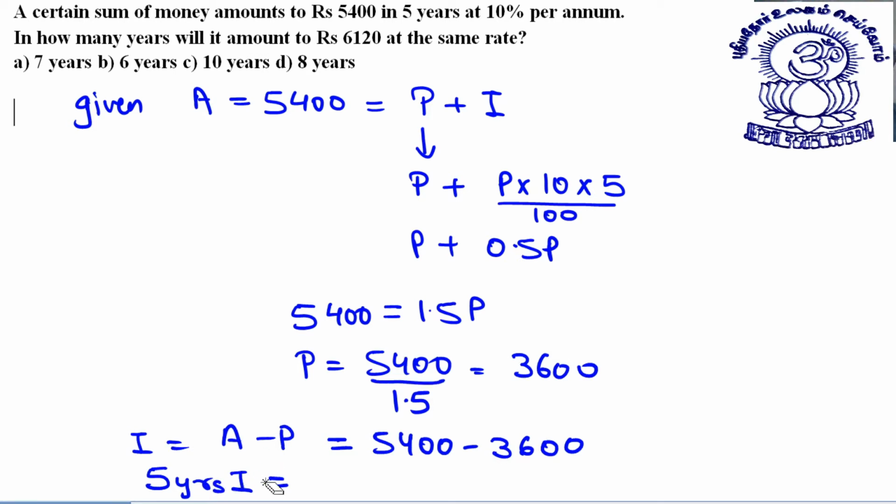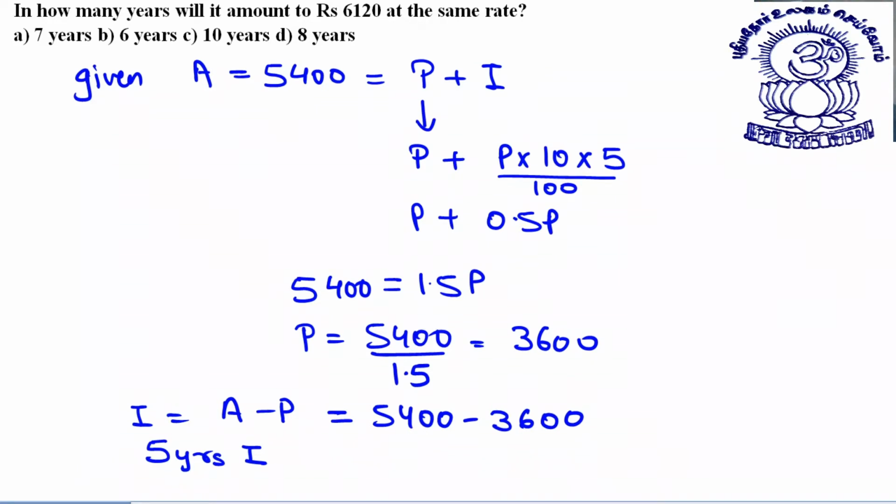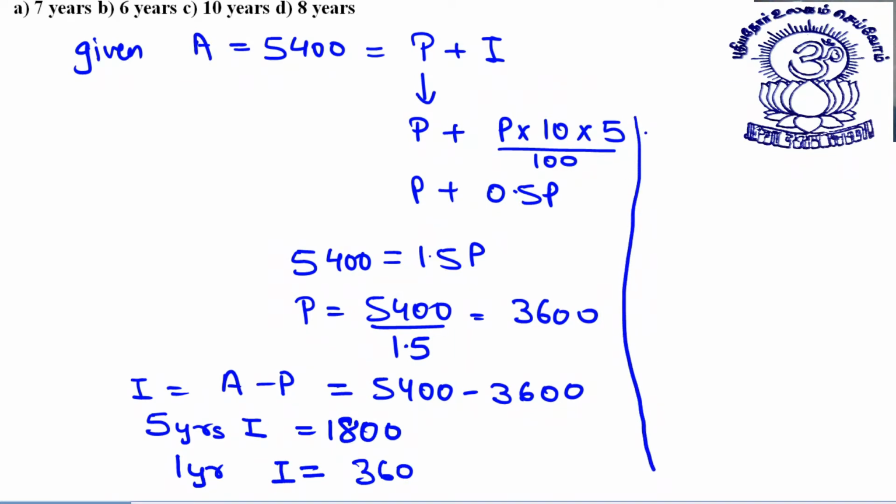So the 5 years interest is, dear students, 1800. Or you can say 1 year interest is equal to 360. Now what are we being asked? Students, what are we being asked now? In how much time will it amount to rupees 6120?